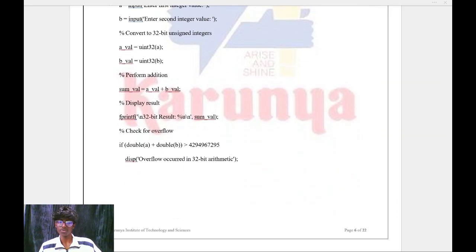The addition is performed using the sum_val variable, which is equal to a_val plus b_val, which ensures the calculation follows 32-bit unsigned arithmetic. The result is displayed using fprintf, where percentage u is used to print an unsigned integer.